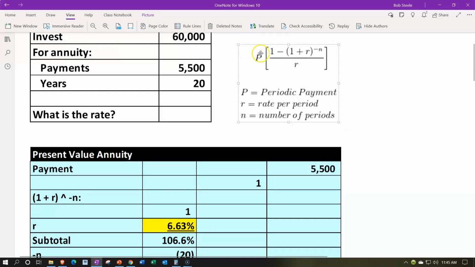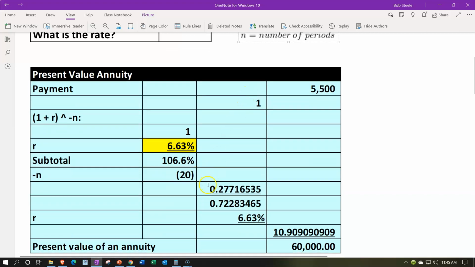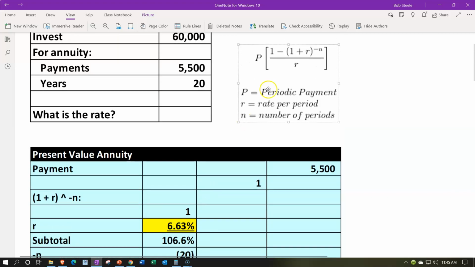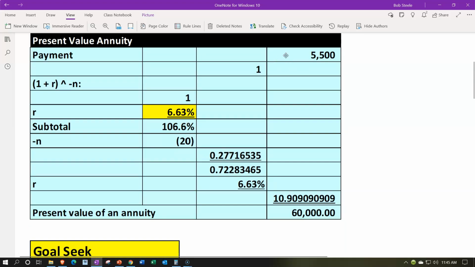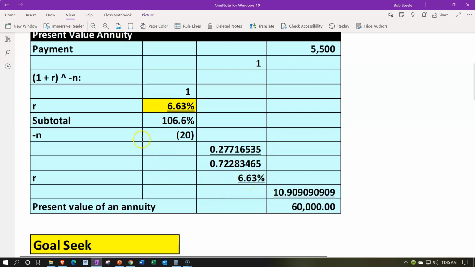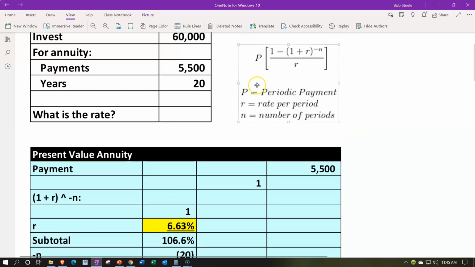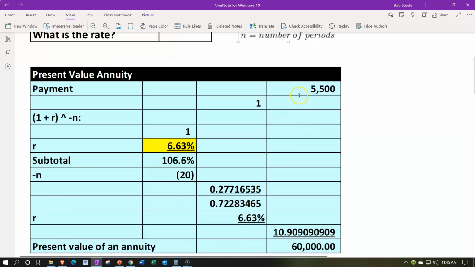Then we can subtract. That's going to be the entire numerator. 1 minus that amount, giving us this 0.7228345. That's the numerator. Then we would divide by the denominator, which I'm just going to use the same number as this number. So if I had plugged in 5 here, I would plug in 5 here just to work the problem. And then we're going to divide this out. Numerator divided by the denominator gives us this item here. And finally, we can multiply P times the whole thing that we have now calculated, 5,500 times this whole thing. That gives us the 60,000, because we have the answer correctly here at the 6.63.